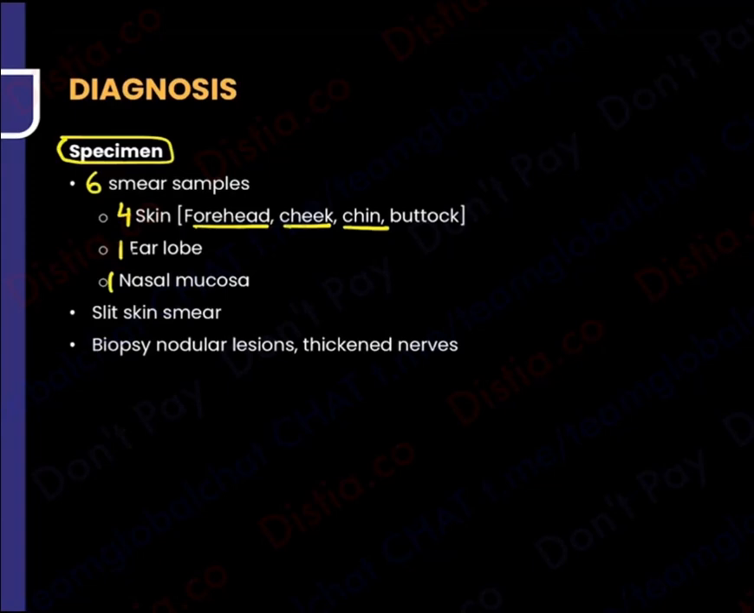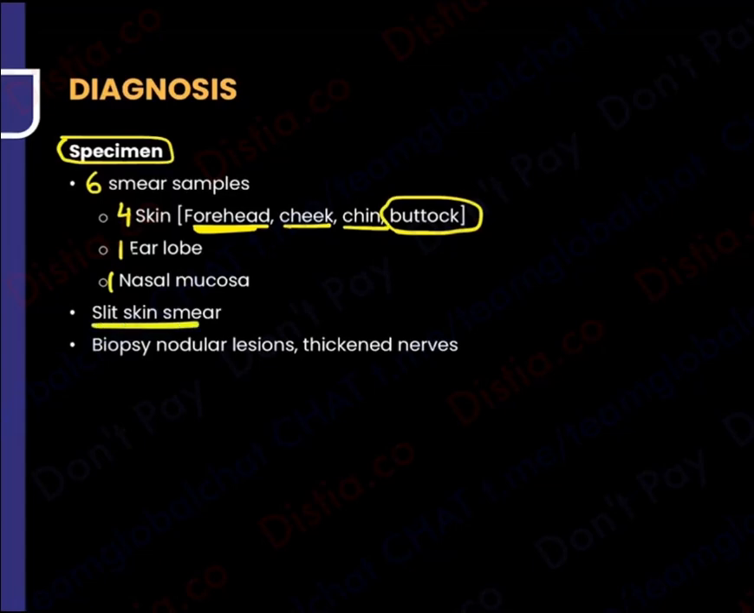The 4th one is going to be here, that is the earlobe, and the 5th one is going to be from the mucosa. So there's going to be forehead. Sirf head and neck I'm talking about. The forehead, the cheek, if you want you can include the earlobe, and the chin. 4 ho gaye. The 5th one is from the nasal mucosa, and the 6th and the last one is going to be from the buttock. Repeating: forehead, cheek, earlobe, chin, nasal mucosa, and then in that order, after that you have the buttocks.